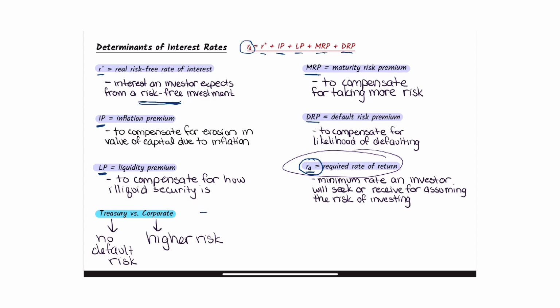So for the two types of bonds, we have treasury bonds and we have corporate bonds. A treasury bond is issued by the government, and that has no default risk. The government doesn't really default on them. If we're taking out a corporate bond, that's a higher risk. They're more likely to default. So we would probably see a higher required rate of return for corporate bonds than we would see for treasury bonds.